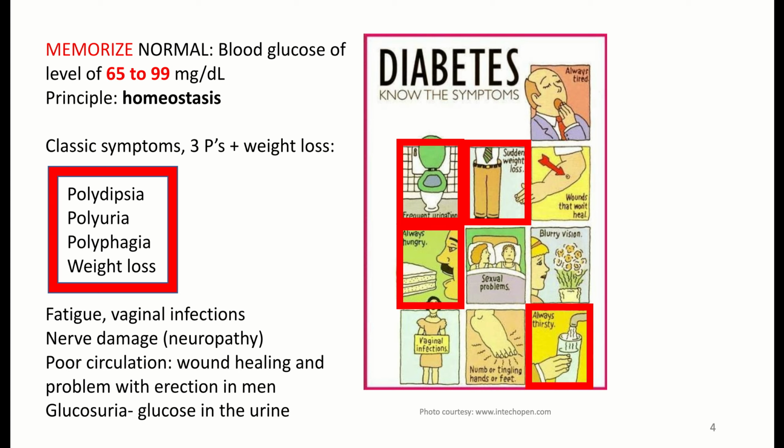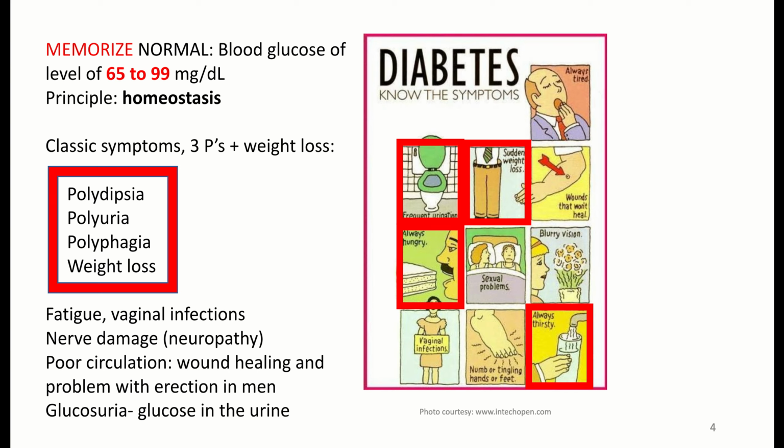Other manifestations include fatigue. Remember that glucose produces ATP, which is the cell's energy fuel. With diabetes, glucose entry into the cell is impaired, and so there is a lack of ATP, and there is no energy.